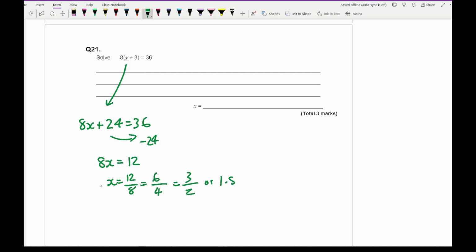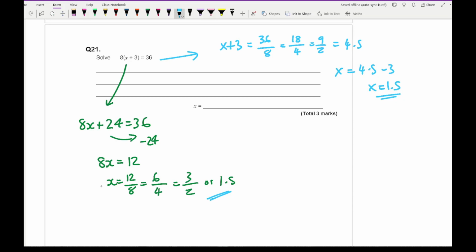An alternative you could do is get rid of the 8. So another method is to do x plus 3 equals 36 divided by 8, which I'll be honest is not the nicest of numbers, but again definitely possible to do. 36 over 8 is 18 over 4, which is 9 over 2, which is 4.5, and then x equals 4.5 minus 3, which gives me 1.5. So again, it gives me the exact same answer. Either I can write it as 1.5 or 3 over 2.